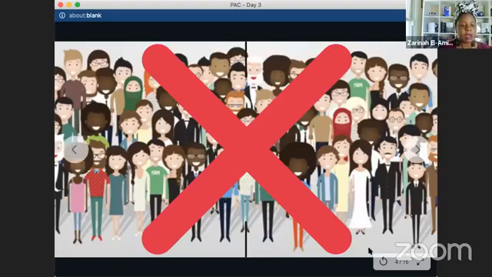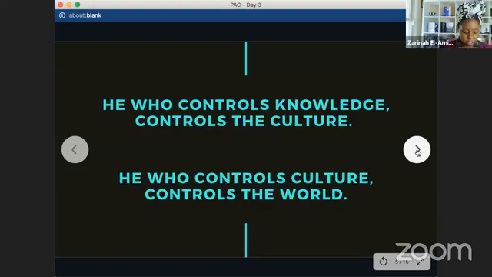Now, in talking about culture, there's a saying, an idea I would say: he who controls knowledge controls the culture. He who controls the culture controls the world, right? So what is culture? Culture is the ways of being. It is the ideas, the beliefs, the customs, the doings of a group of people, right?